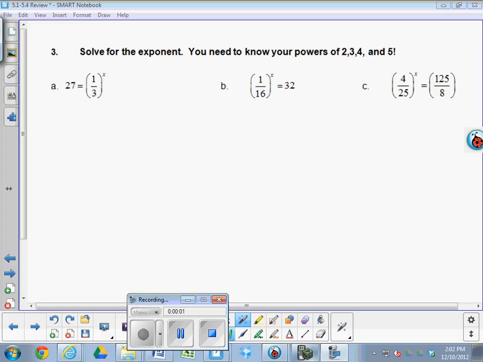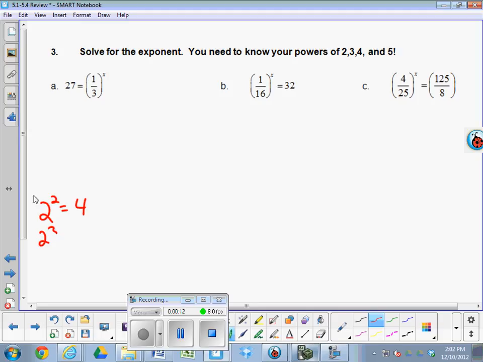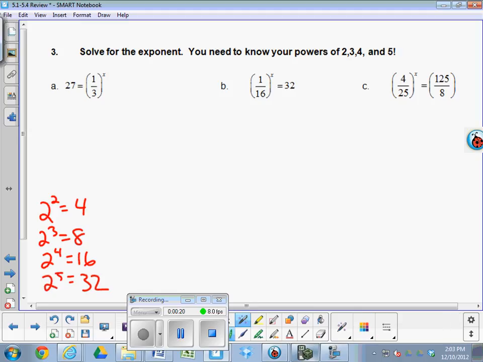All right, we're recording. It says in the directions, you need to know your powers of 2, 3, 4, and 5. If you don't know what I mean by that, all I mean is be familiar with what 2 squared is, 2 cubed, 2 to the 4th, 2 to the 5th, and so on. All it is is 2 times 2, 4 times 2, 8 times 2, 16 times 2, and so on. Okay?